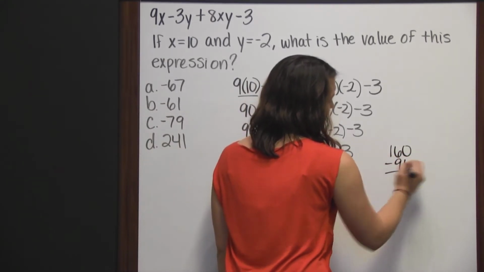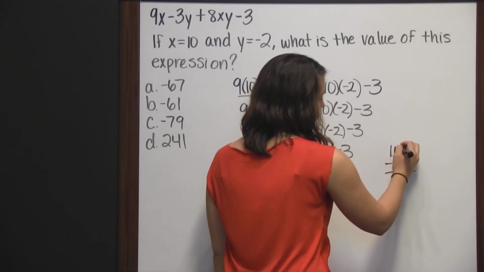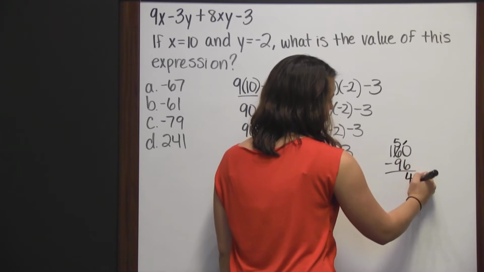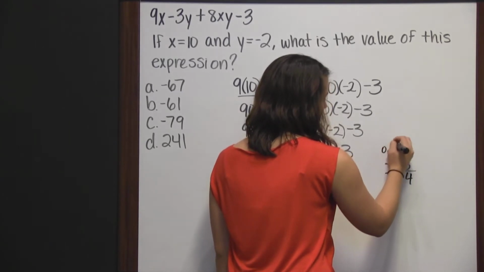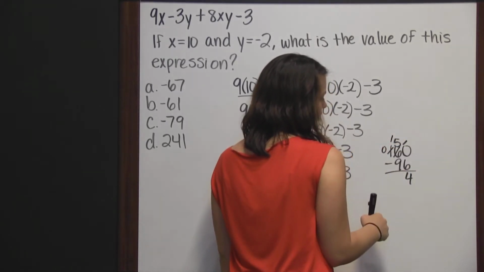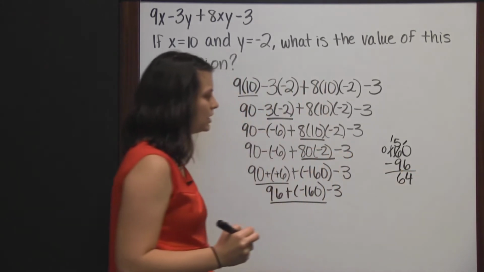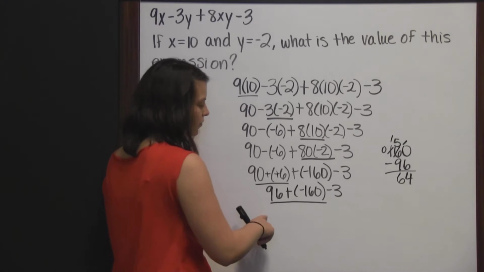160 minus 96. So to borrow from the 6, it becomes a 5. 10 minus 6 is 4. Now borrow from the 1, it becomes a 0. So I have 15 minus 9 is 6. So 160 minus 96 is 64.